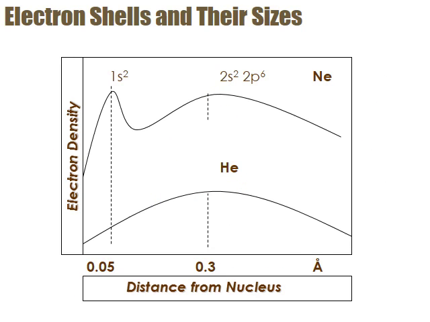In this slide, you're looking at an electron density diagram. The first peak for neon represents the 1s2 shell, and that peak means that's the largest probability of finding the electron around that distance of 0.05 in the case of neon. In the case of helium, that 1s2 peak is at 0.3 angstrom. So that checks out with what we just predicted.